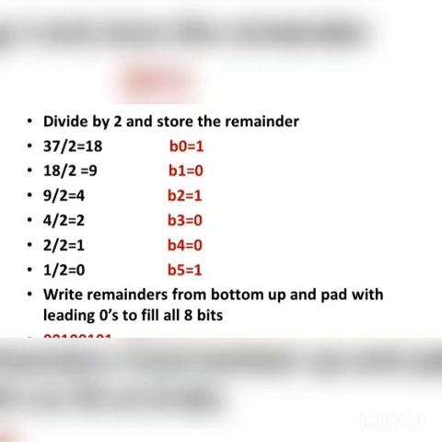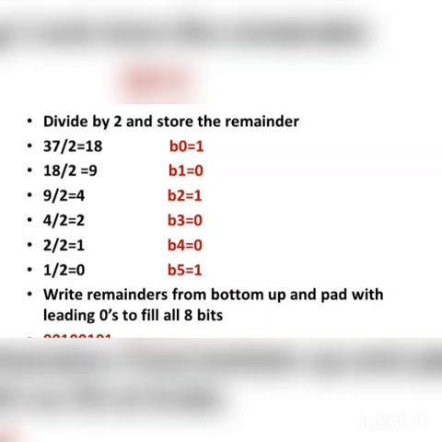First of all, we will divide 37 by 2. Why do we divide by 2? Because we convert a decimal number into binary. That's why we divide that number by 2. If we divide 37 by 2, here comes 18 and one remainder. Then we again divide 18 by 2, the answer comes 9, the remainder becomes 0. Then we again divide 9 by 2, the remainder becomes 1.